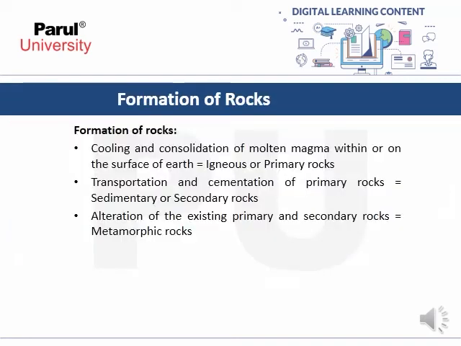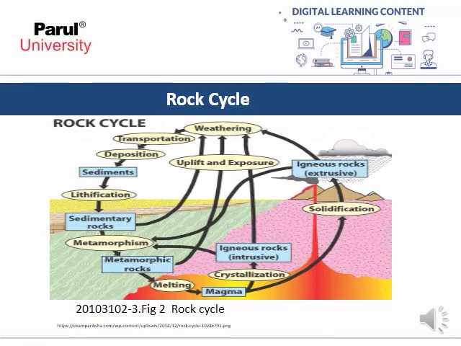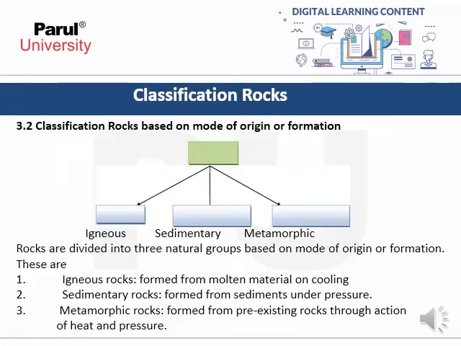Formation of rocks: cooling and consolidation of molten magma on the surface of the earth gives igneous or primary rock. Then comes transportation and cementation of primary rocks, and then alteration of the existing primary and secondary rocks gives metamorphic rocks. So here it is the rock cycle.